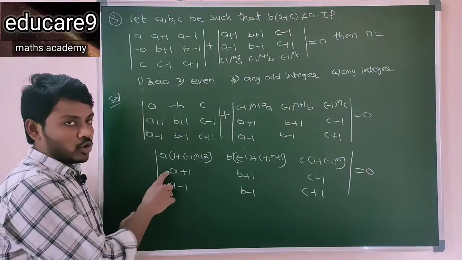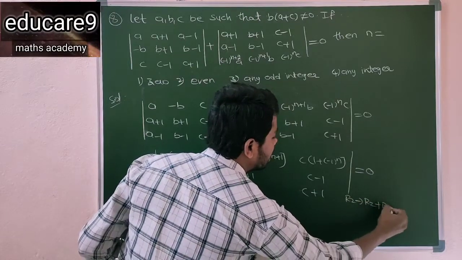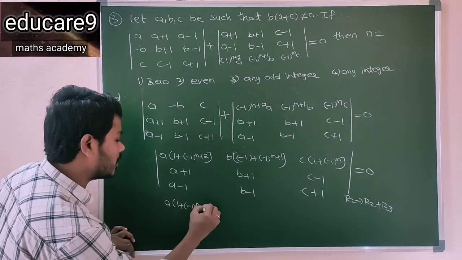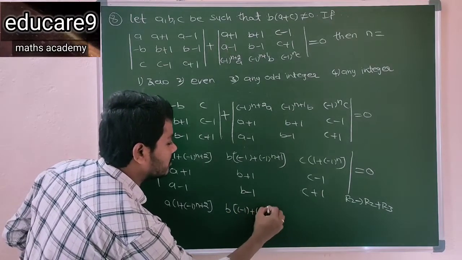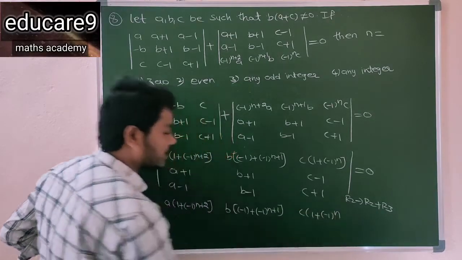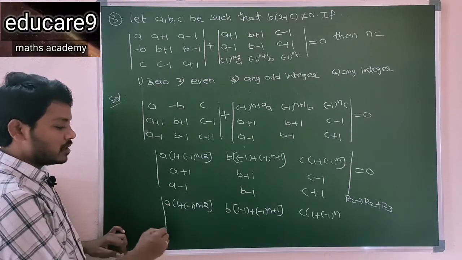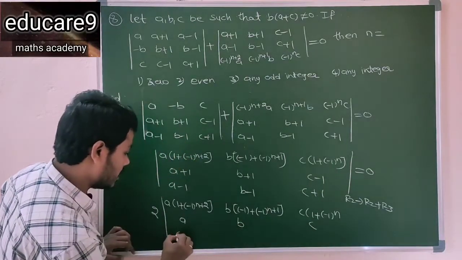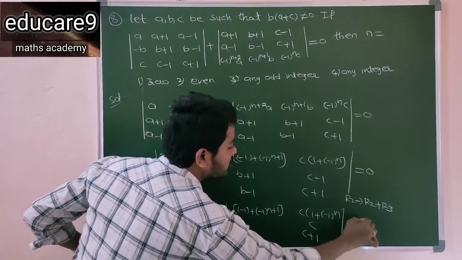So next we add these two rows. R2 implies R2 plus R2. So what you get? A times of 1 plus minus 1 to the power of n plus 2, B times of minus 1 plus minus 1 to the power of n plus 1, and C times of 1 plus minus 1 to the power of n. Next here a plus 1 plus a minus 1, you will get 2a, so write 2 outside. Here a, b, c. Next here a minus 1, b minus 1, c plus 1. What is this value? 0.